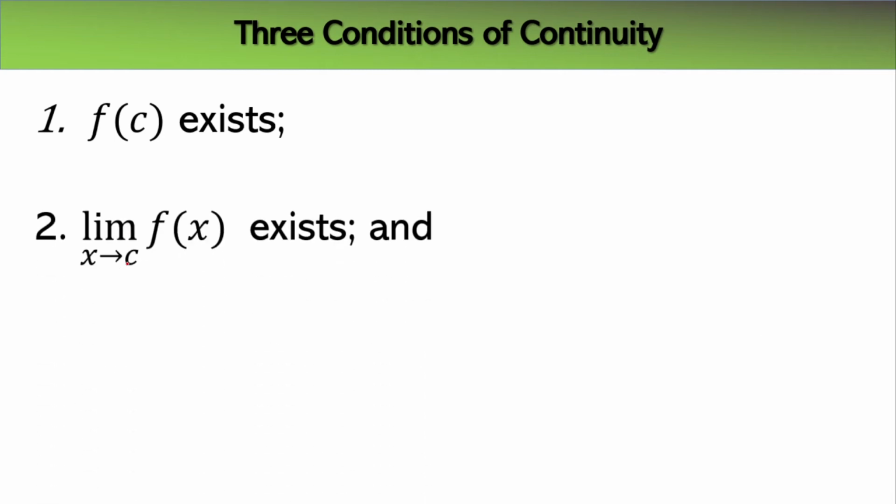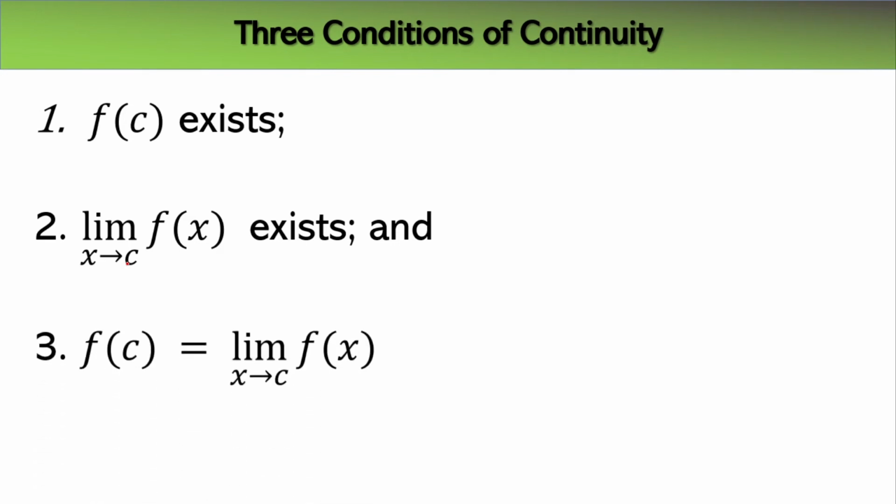So there are three conditions of continuity. First, the f of c exists. Tulad ng ginawa natin kanina, sinubstitute natin yung value ng c doon sa f of x natin. If there is a value or nag-i-exist yung value natin, masasabi natin na the function is continuous. So second, the limit of f of x as x approaches c exists. And lastly, we have f of c equals the limit of f of x as x approaches c.